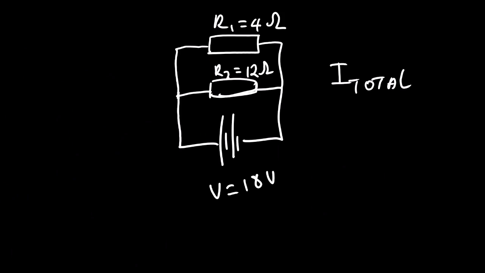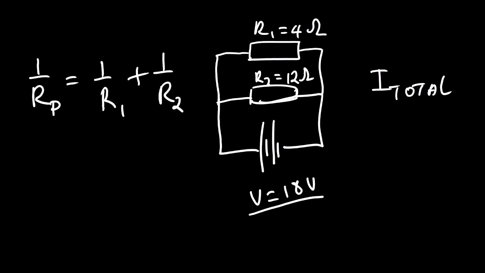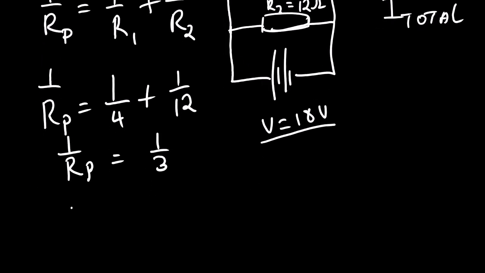We have our next question. We have R1 and R2. We have the total voltage. We're looking for the total current. Now the first step that we need to do: we can see that we have V total, we don't have I total, we don't have R total, but we can calculate R total. We know that in a parallel connection the equation is 1 over Rp is equal to 1 over R1 plus 1 over R2. 1 over Rp is equal to 1 over 4 plus 1 over 12. We find that 1 over Rp is equal to 1 over 3. And then when we flip, Rp is equal to 3 ohms.